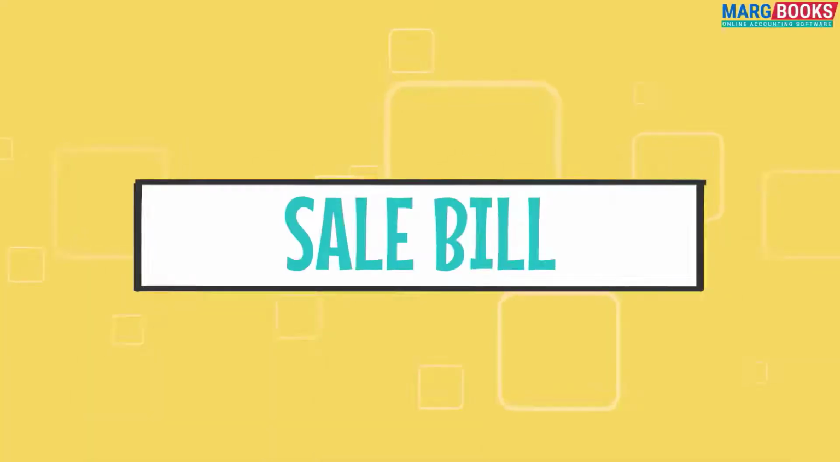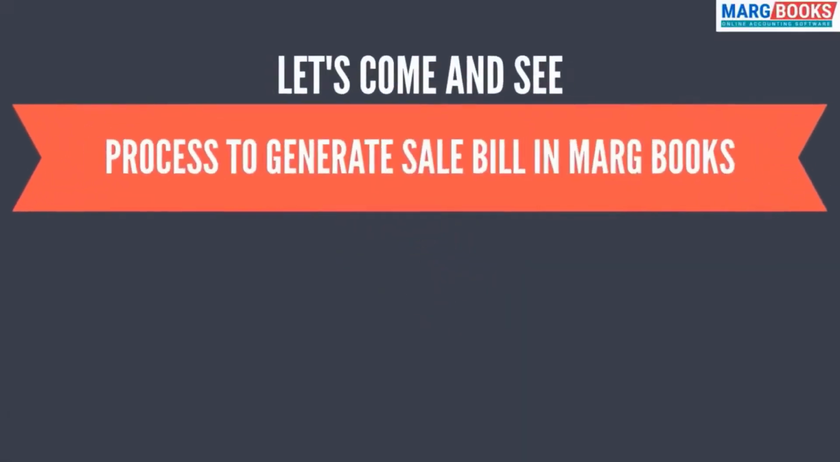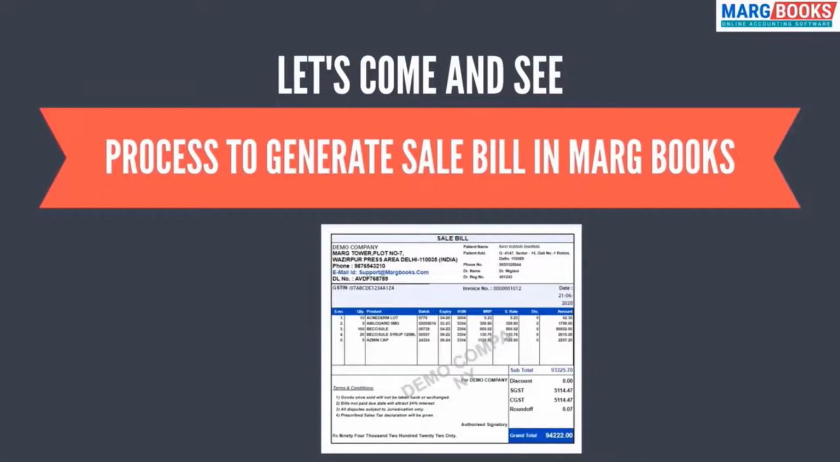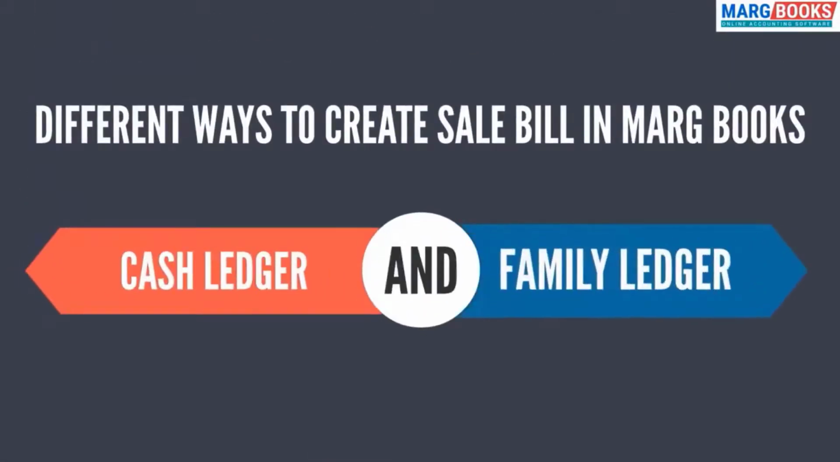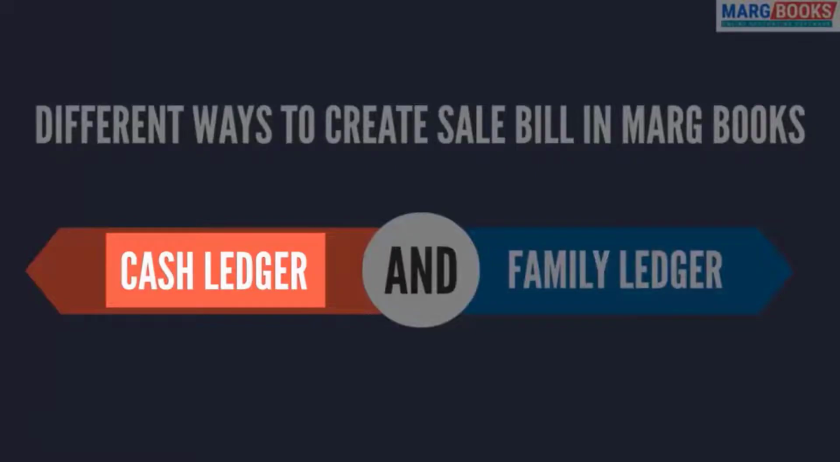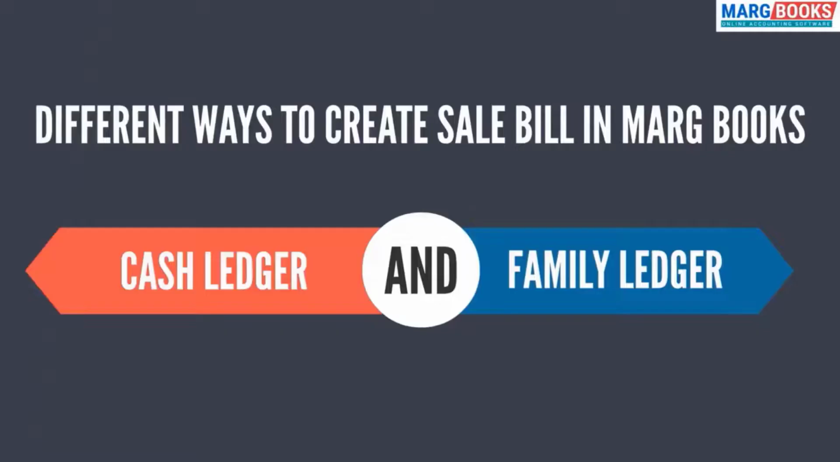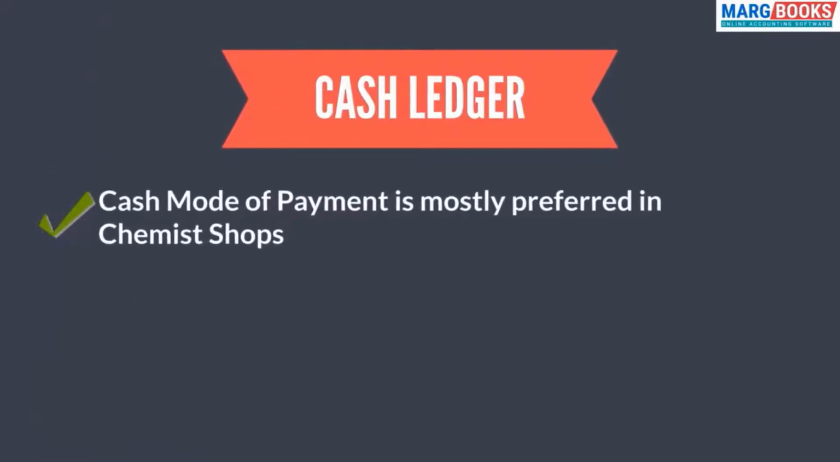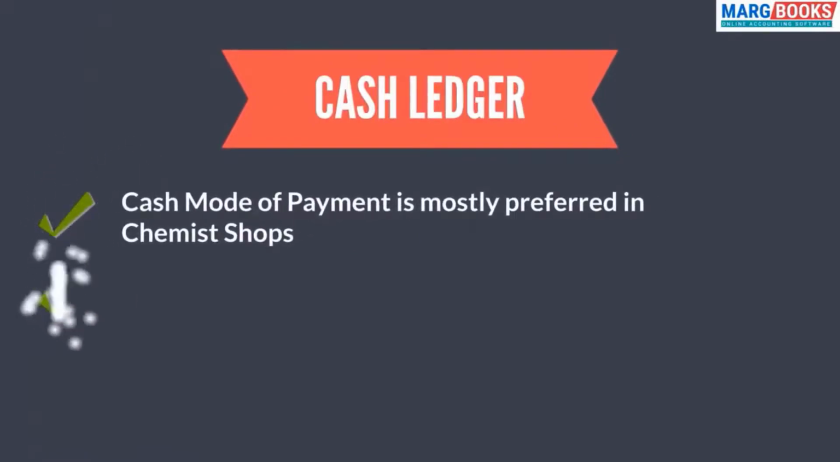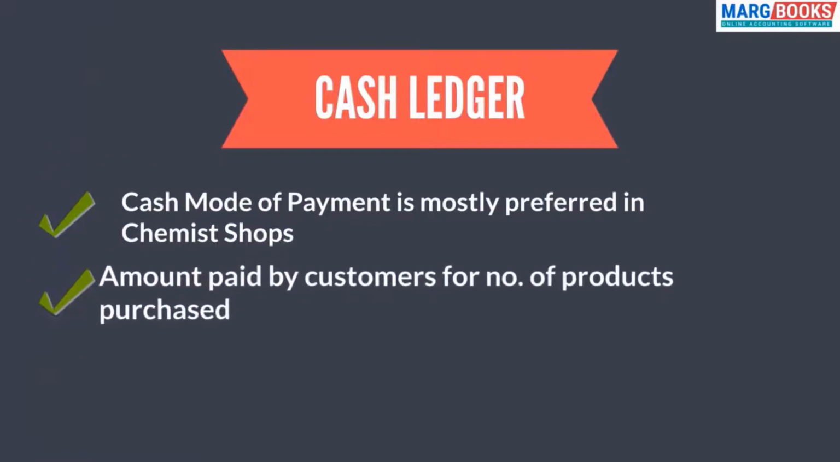Sale bill. Let us come and see the process of how to generate the sale bill in Marg Books. In this video, we will see two ways to generate the sale bill. First is cash ledger and second is family ledger. Cash ledger. In a chemist shop, maximum bills are made in cash only, where the customer pays the amount for the number of products purchased.